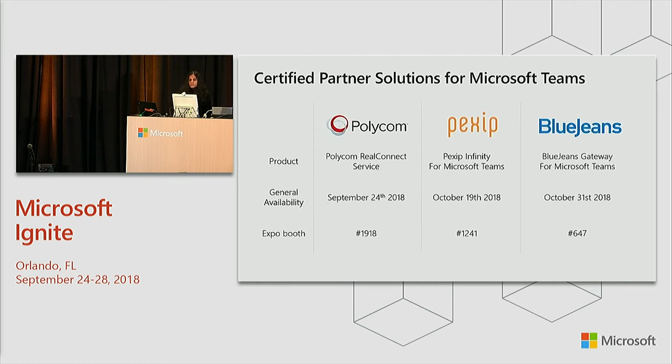All right, so I briefly spoke about our 3 partners. We made an announcement a while ago, last year, and here is the availability. We've been working very, very hard with our partners, and Polycom was available yesterday. I have Pexip that's going out in 2-3 weeks, and I have Blue Jeans that's out by end of October.